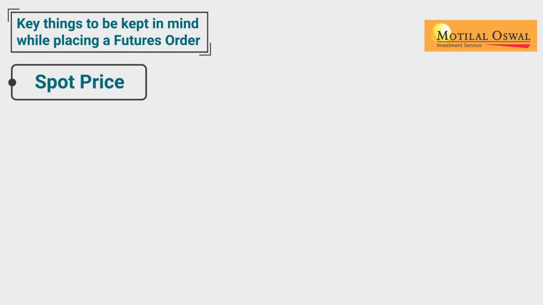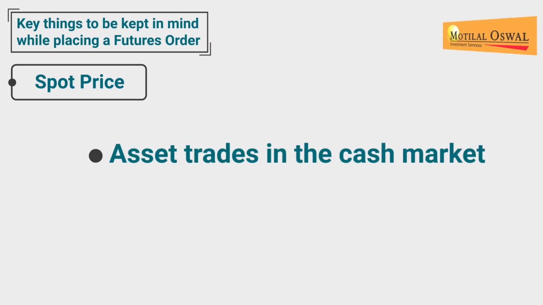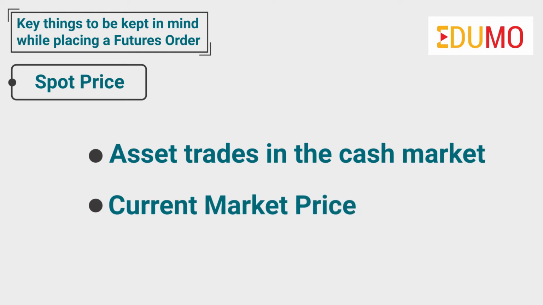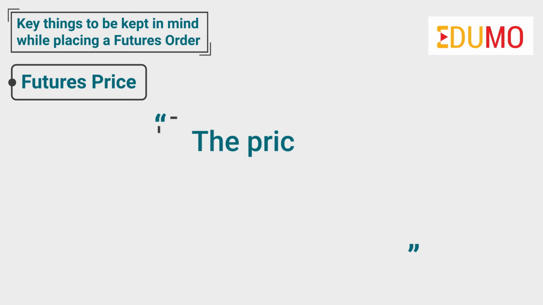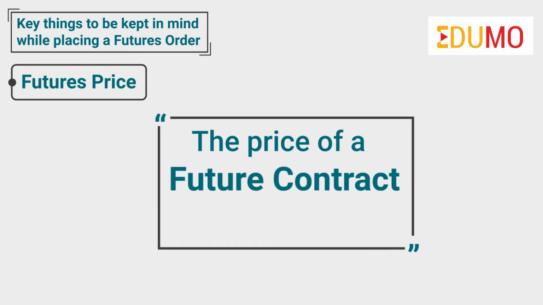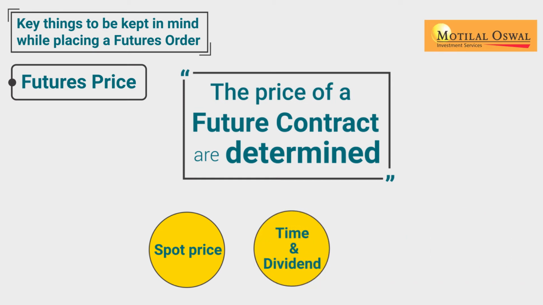First is spot price. Spot price is a price at which an asset trades in the cash market. It is also known as the current market price. Next is the futures price. Futures price is the price of the futures contract in the futures market. The price of a futures contract is determined by the spot price of the underlying asset, adjusted for time and dividend accrued till the expiry of the contract.